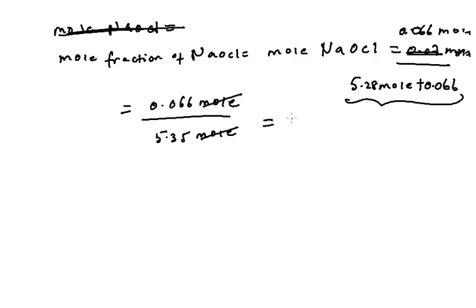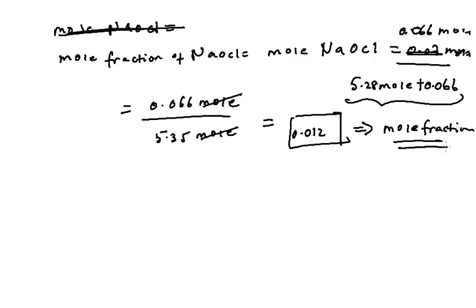So the mole fraction is a ratio, it's a number. It doesn't have any unit. It's one of the quantities that doesn't have any unit, a mole fraction. So there is no unit pertaining to mole fraction here. We just have a number. So basically 0.066 divided by 5.35 would provide you about 0.012. So this is the final answer. This is going to be the mole fraction. So this is how mole fraction will be calculated.